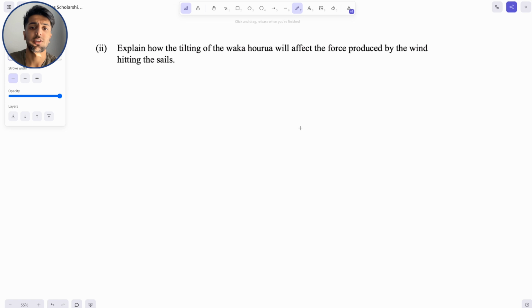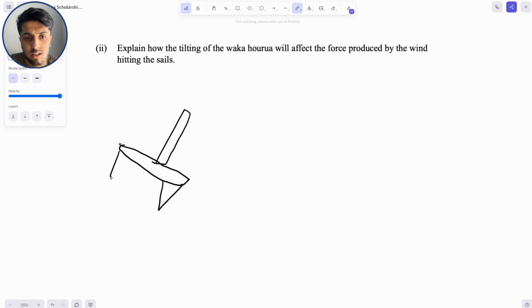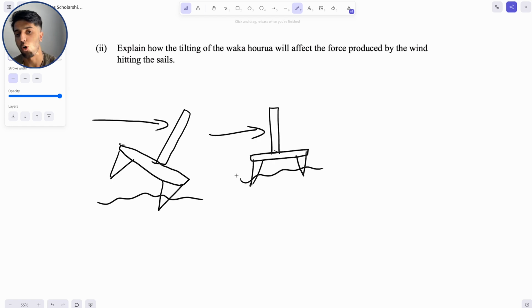Explain how the tilting of the waka will affect the force produced by the wind hitting the sails. Okay, so if we have our waka like this, and this is in the water, and we have a wind force coming in like this. If it were upright, there will be more of the sails exposed to the wind. So when it's tilted, the total area exposed to the wind is decreased. Thus, there's less wind striking the sails, and thus there is less force from the wind onto the sails.